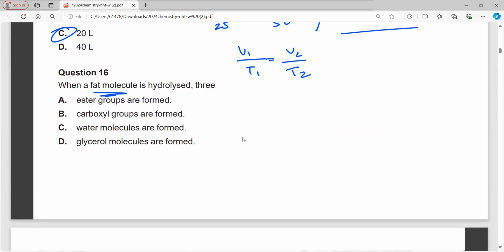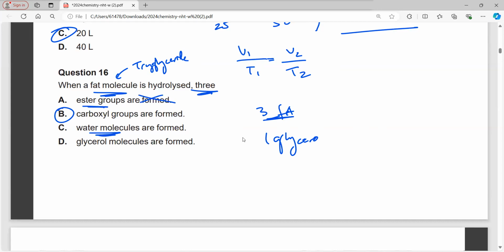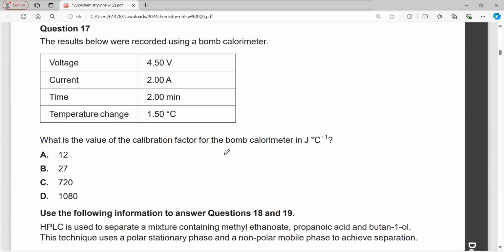So yeah, a fat molecule is basically, I think they're referring to a triglyceride here. And a triglyceride is made up of 3 fatty acids. There's 3 FA and 1 glycerol, right? So it's saying 3, so it'd probably be fatty acids. So it'd probably be carboxyl groups, right? Because 3 ester groups are being broken. 3 water molecules are being used, so hydrolyzed, and only 1 glycerol molecule is formed.